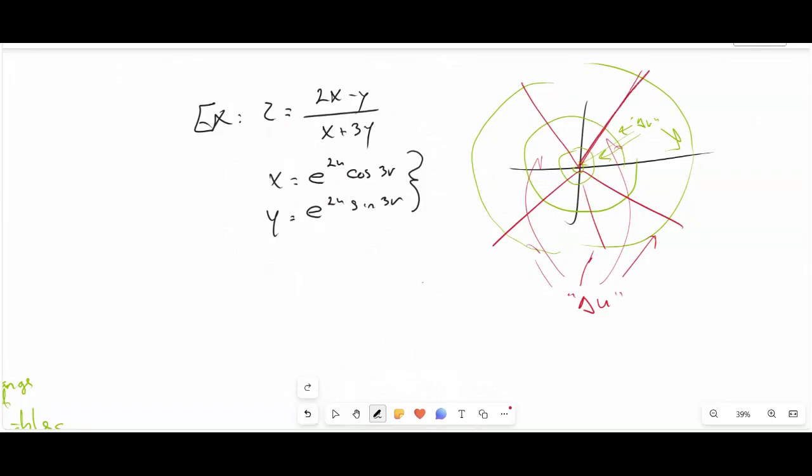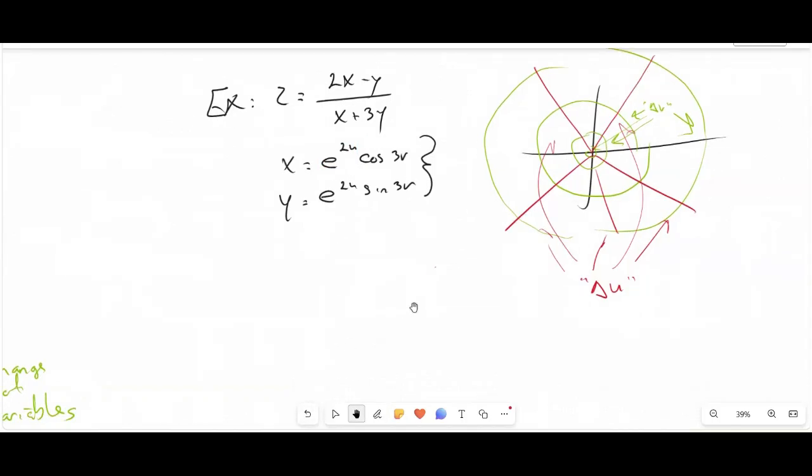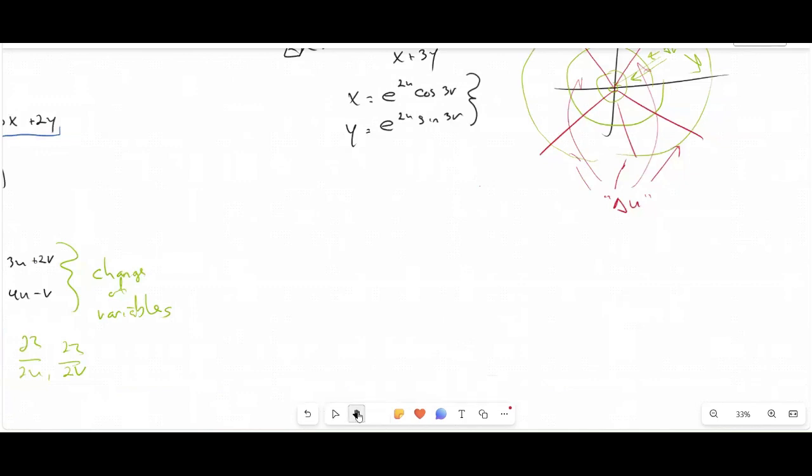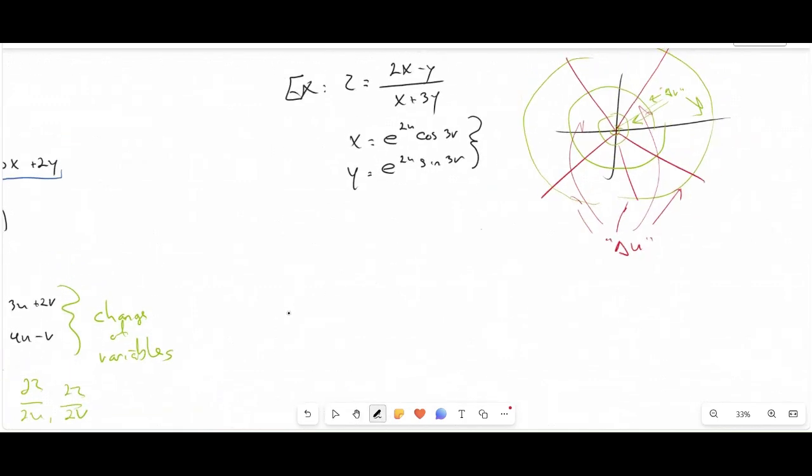So this moves away from the origin very fast. Well, for large u values, it moves very fast. Anyways, you don't really need to know that, but more visualization can only make you better. Let's go ahead and do the calculations. I want to find partial z partial u. We'll do this one first.